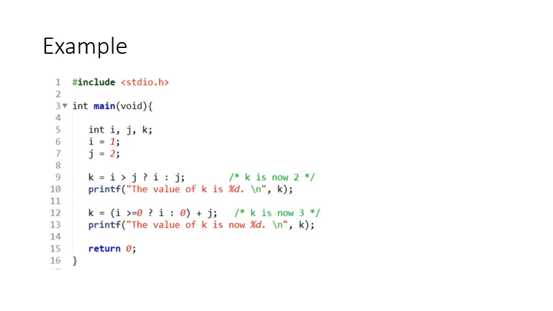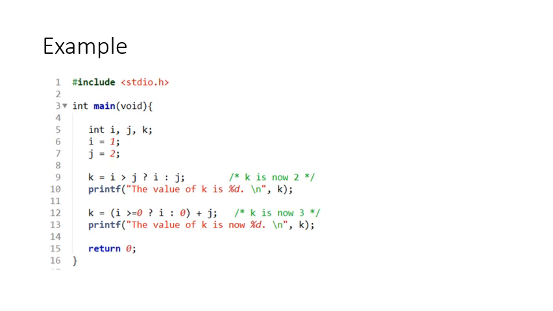So let's check. Is i greater than or equal to 0? Yes, indeed, because i is 1. So it will evaluate this i. So i is 1. Now the result of this will be added to j, which is equal to 2. So 1 plus 2 is equal to 3. So the value of k is now 3.